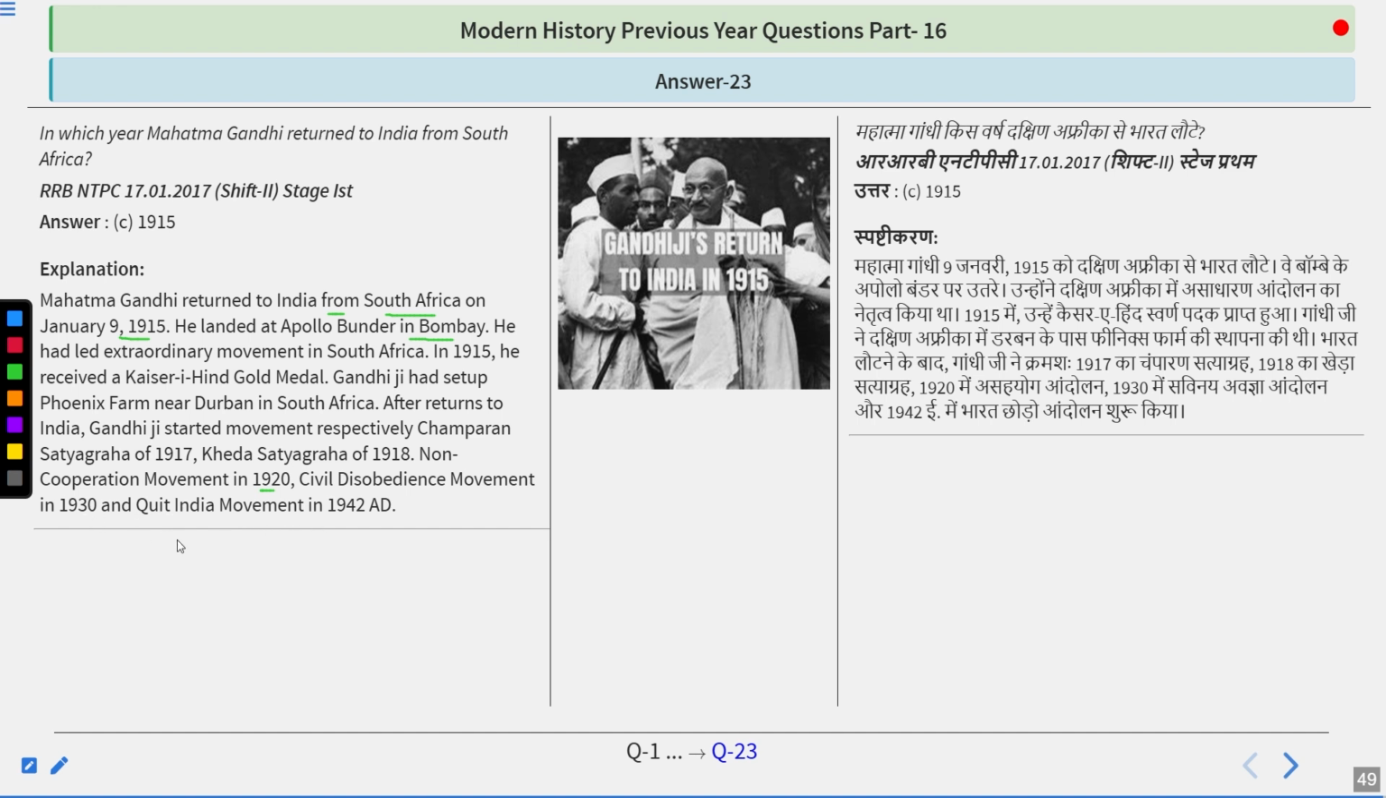In South Africa also, he did Satyagraha against the Asian Registration Act and the Marriage Act that were introduced by the British in South Africa. Gandhiji also established Tolstoy Farm in South Africa, and he was highly influenced by the writings of Leo Tolstoy. For the principles of Satyagraha and non-violence, Gandhiji was influenced by Leo Tolstoy. So remember, the answer is 1915.